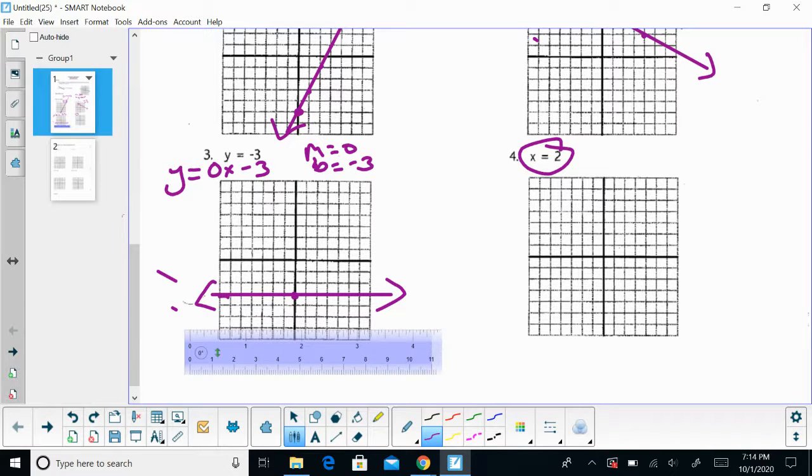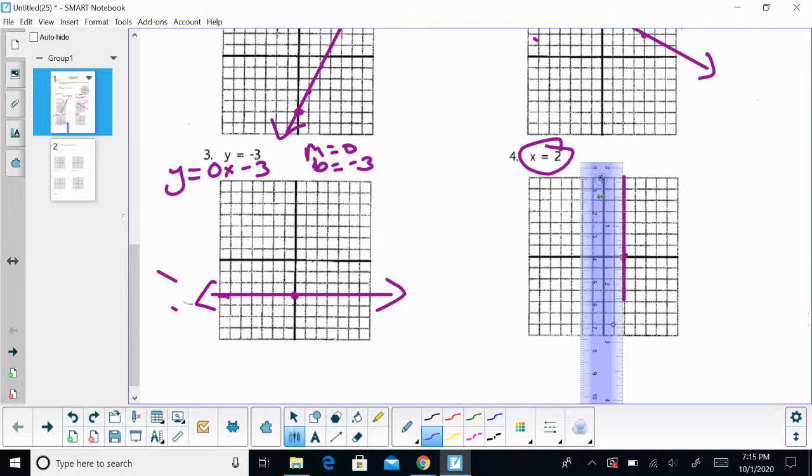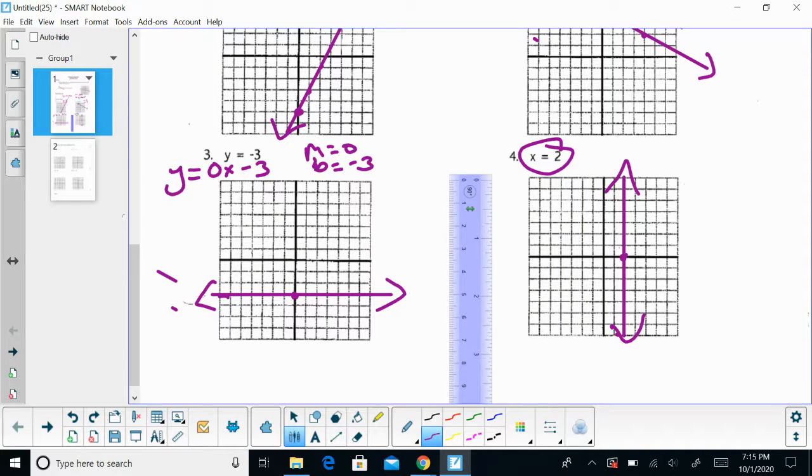This one, I have x equals 2. And if you remember, an x equals equation is a vertical line. So I'm going to go where x is 2 on my graph. And this is going to be a no slope, or a vertical line with my ruler. There we go. And that's how we draw graphs when we have slope-intercept form.